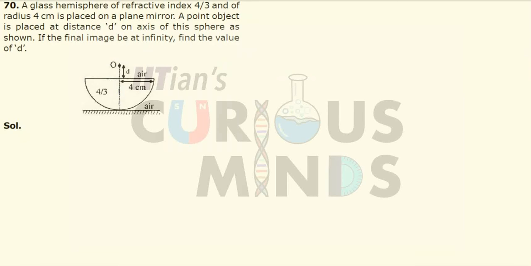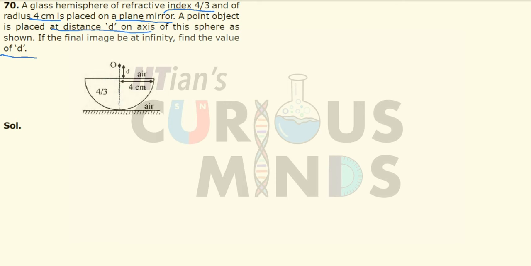A glass hemisphere of refractive index 4 by 3 and of radius 4 centimeter is placed on a plane mirror. A point object is placed at a distance of d on the axis of the sphere as shown. If the final image is formed at infinity, find the value of d.